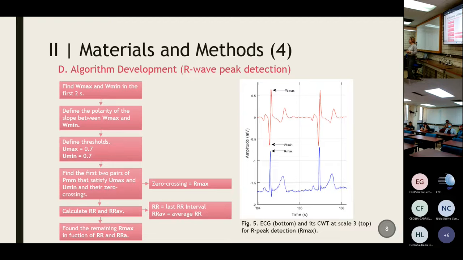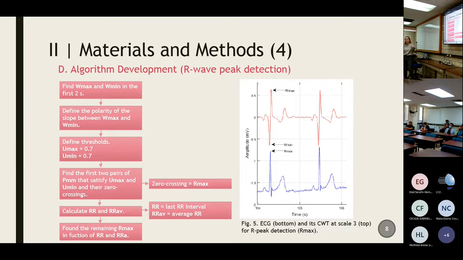And here we can see the algorithm development for the R-wave peak detection. For this detection, the first step is to find the first two PMM, W max and W min, for the first 2 seconds. With this we define the thresholds, and then we find the first two PMM above these thresholds, U max and U min. When we have this, we define their zero crossing, because these zero crossings are the first two R wave peaks.